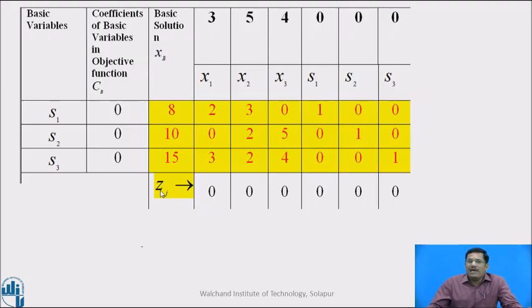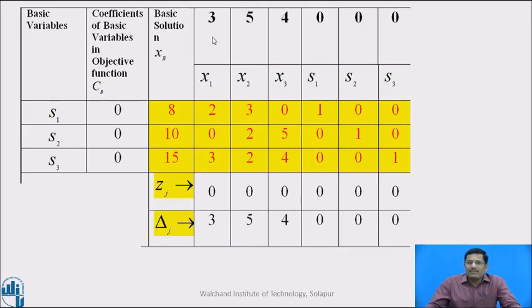Now once you have the zj entries, we calculate the delta j entries, which is the coefficients of the variables in the objective function minus this zj row. After taking the subtraction, we get the delta j entries as 3, 5, 4, 0, 0, 0. In the delta j row, we can see that there are 3 entries which are positive. It indicates that the initial solution we have is not optimal.